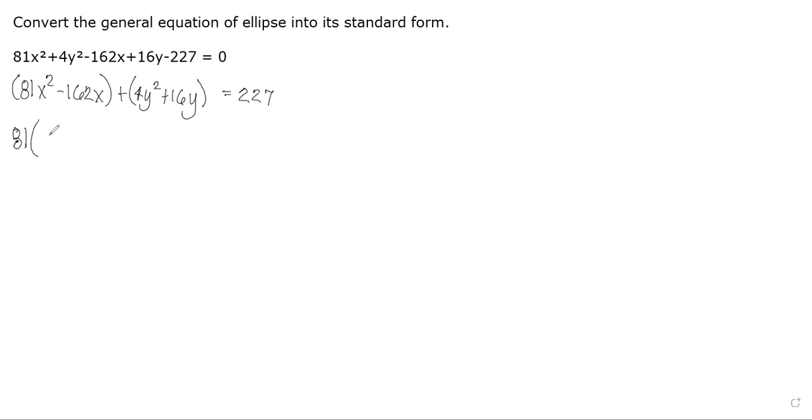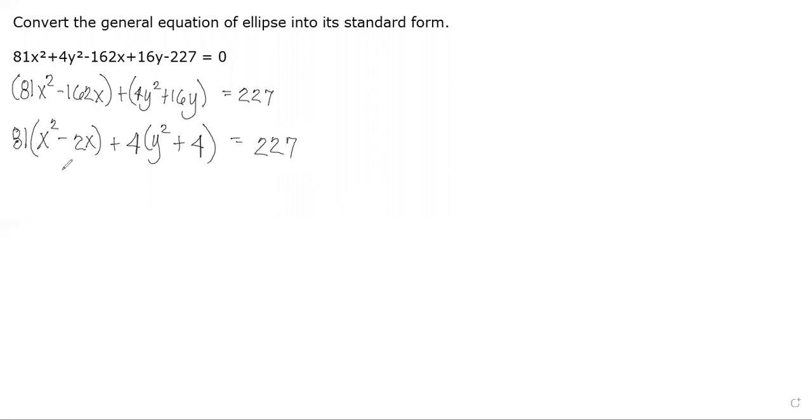Tapos this one becomes 1x squared kasi 81x squared divided by 81 is just 1. And also 162 divided by 81 is just 2. So may x plus, ayan, since 4y squared yan, need siyang mailabas. 4 quantity y squared plus 16 divided by 4 is also 4. And that's equal to 227.